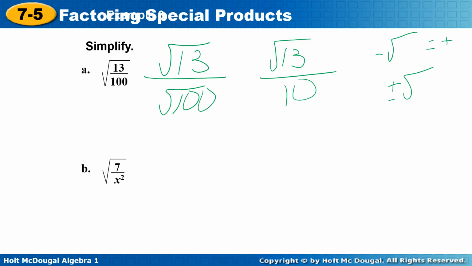So here we have the square root of 7 over x squared. We can simplify that into the square root of 7 over the square root of x squared. So in the numerator, we still have the square root of 7.